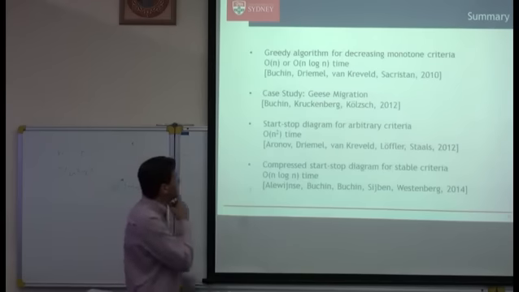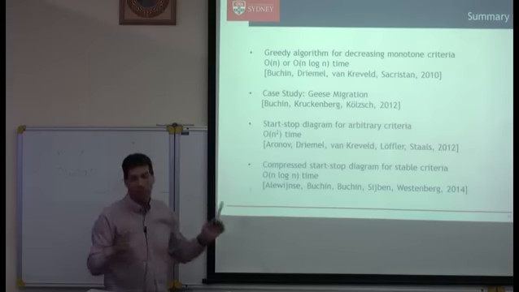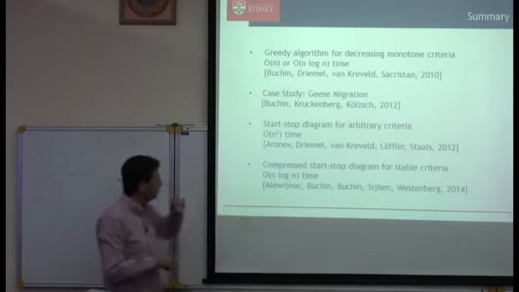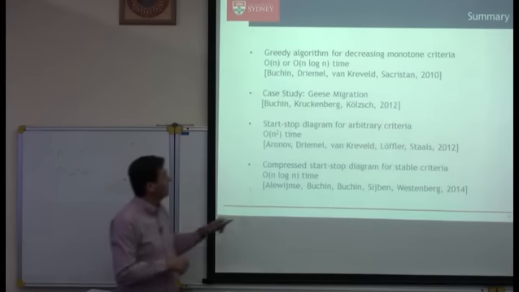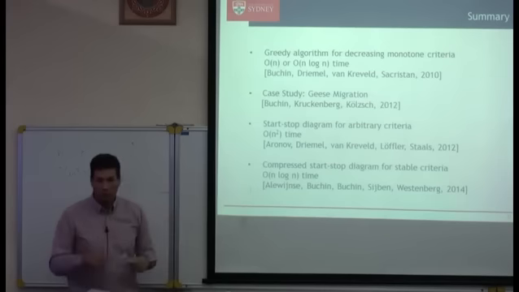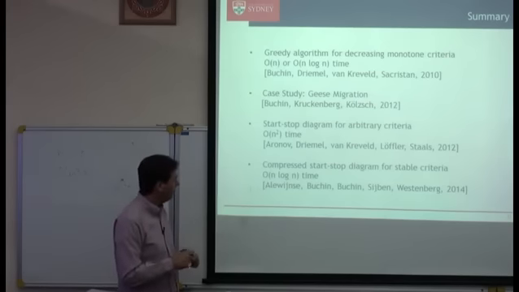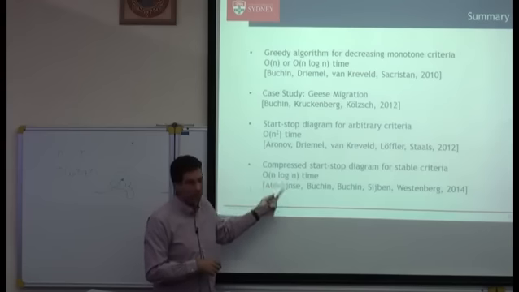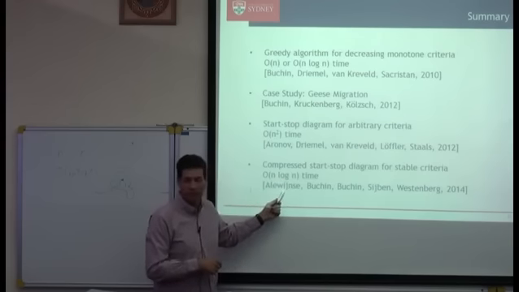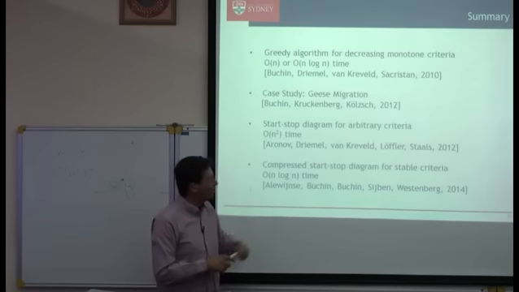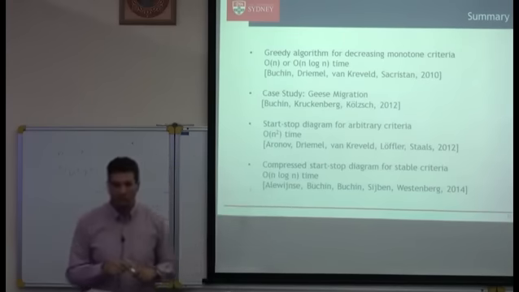Okay, so just to summarize, you can do the greedy algorithm for decreasing monotone criteria, and you can do it either in linear time or in log n time. I showed you a case study of the geese migration. The start-stop diagram for arbitrary criteria you can do in quadratic time for the discrete case. And now there is a very recent improvement, which is actually unpublished, or it's published as a master thesis, where they improved this to n log n time.